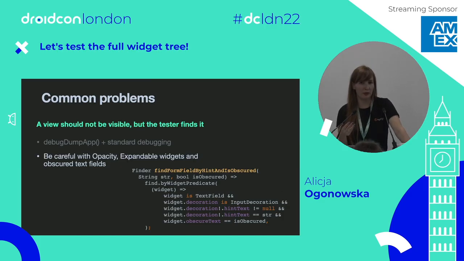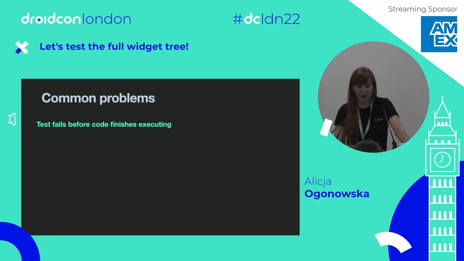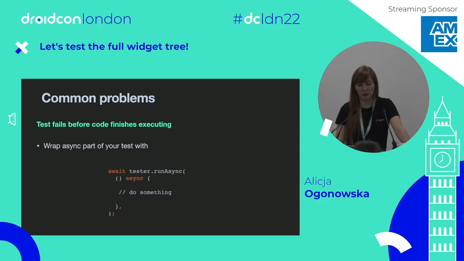Even though the user couldn't see the password, Flutter sees it all the time. If your test fails before the code finishes executing, then maybe you should wrap the async part of your test with tester.runAsync, and then that should work.